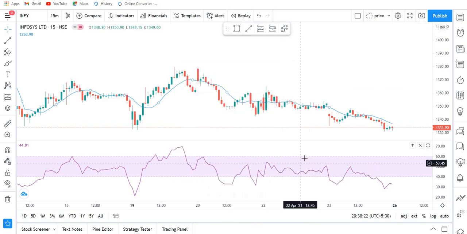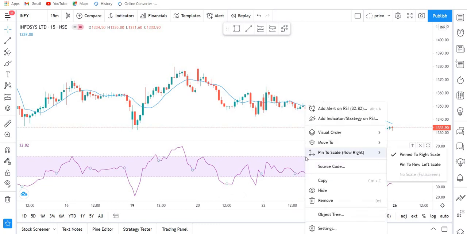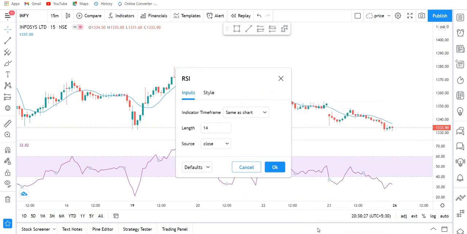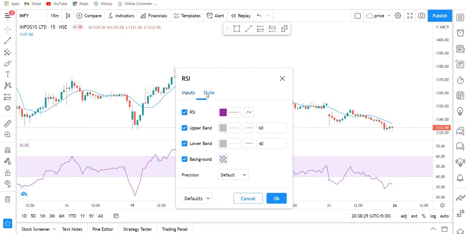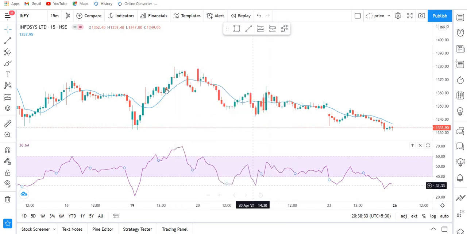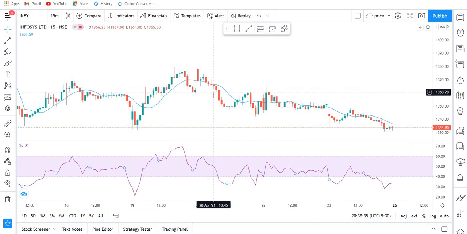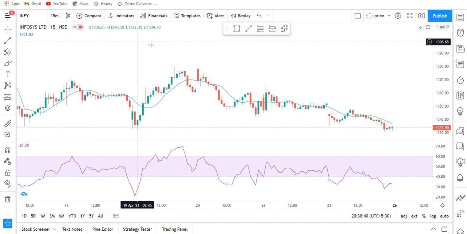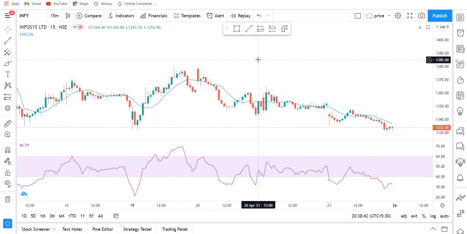Okay, and this is RSI. Once you add the RSI from the above setting, then you can go to the settings and change the upper band to 60 and lower band to 40. Okay, so now we have the complete setup. 10 SMA is here, RSI with 40-60 levels, and a 15 minute chart.